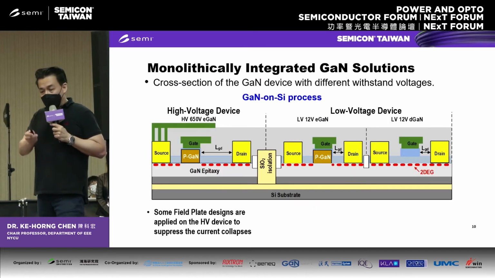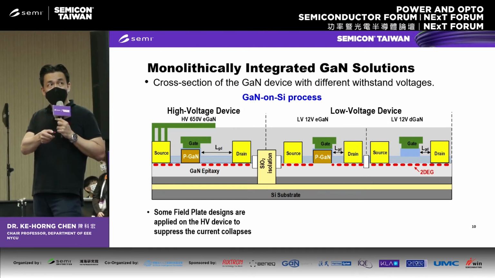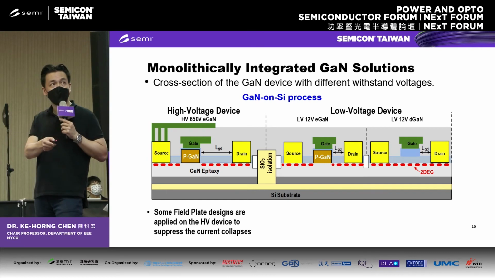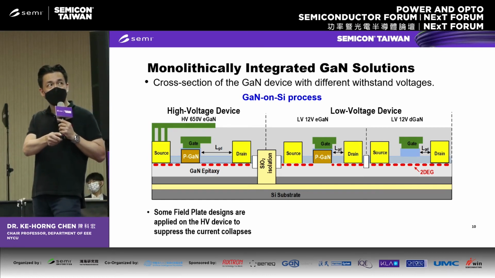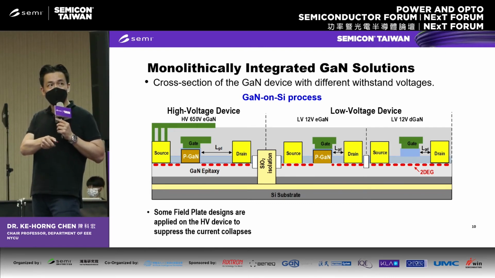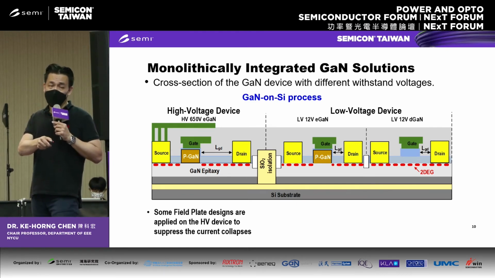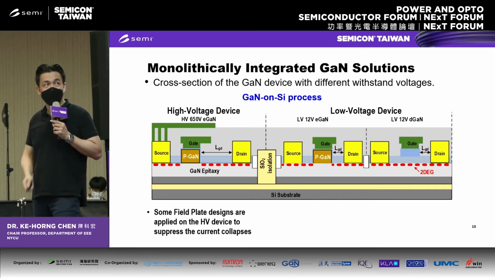Okay. So let me show you the monolithic integrated GaN solution. This is the GaN on silicon process. So it includes high voltage devices and low voltage devices. High voltage devices include 650 volt eGaN, and low voltage include 12 volt eGaN and dGaN. So in this design, we can apply the field plate design on the high voltage device to suppress the current collapse to have a good performance of eGaN.